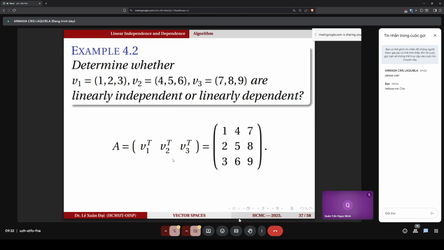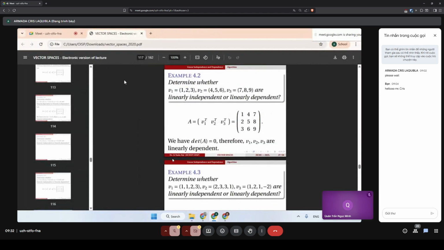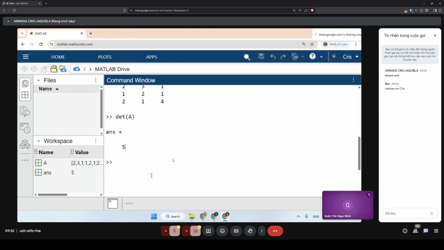Okay, next, this one says that the determinant of A here is 0, so linearly dependent. The other one, the determinant is not 0, so linearly independent. So let's try this. If it's really 0, so another A here.